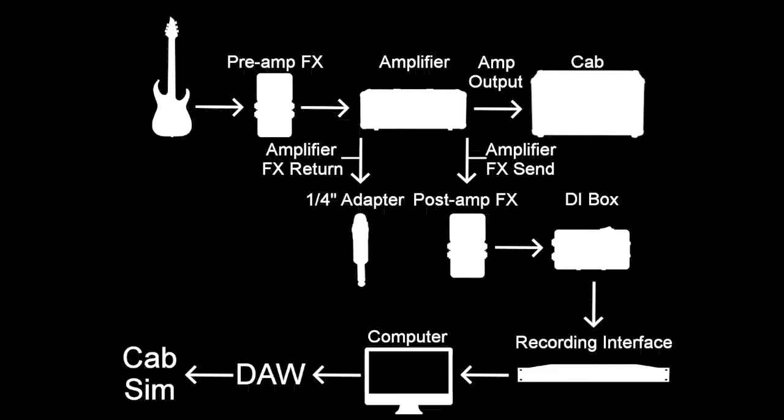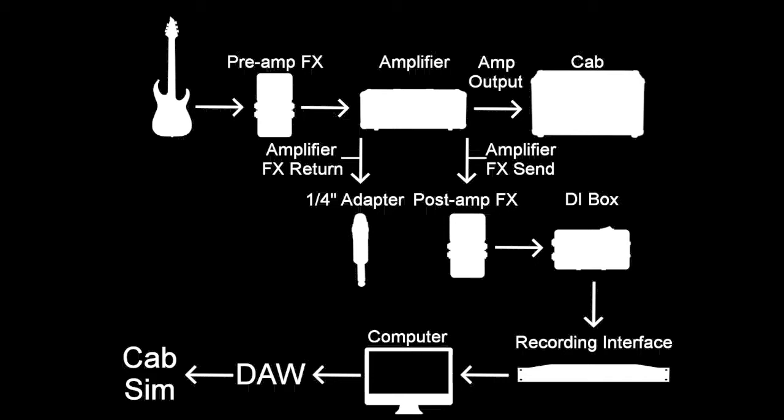Out of the effects send jack, we have our post amp effects like delay, reverb, and modulation pedals. If you aren't using any pedals after the effects loop send, you are able to run the signal directly from the effects loop send to your interface because the signal from the effects loop send is balanced or line level.